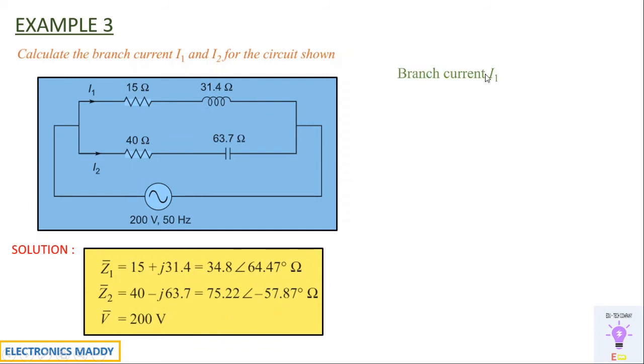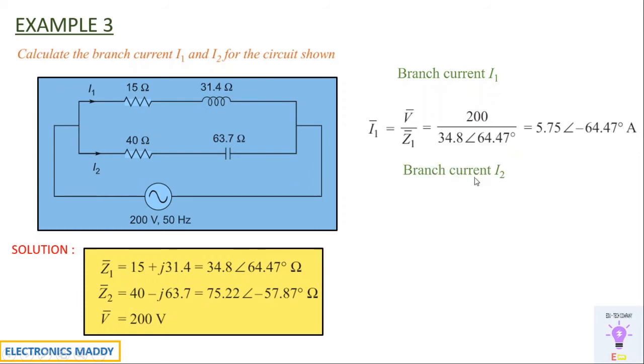Now our first step is to find the value of I1 bar. Can we write I1 bar is equal to V bar by Z1 bar by Ohm's law? So you'll be getting 200 divided by 34.8 at an angle of 64.47. You'll be getting 5.75 at an angle of minus 64.47 degree amps. Branch current I2 is nothing but V bar by Z2 bar. Again, substitute the value. You'll be getting 2.66 at an angle of 57.87 amps.